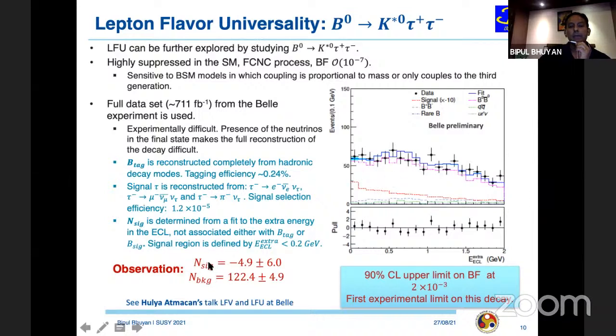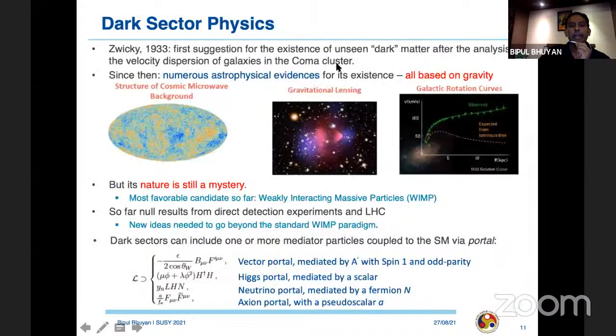In fact, in terms of the observations, we have seen -4.9 plus -6.0 for the signal, in the lowest background that we expected. So this 90% confidence interval has been put at 2.2 times 10 to the -3 on this particular process, and this is the first experimental limit on this particular decay. So again, there is a significant amount of room available to go from 10 to the -3 to 10 to the -7, and of course, this is something that Belle II will be looking at.